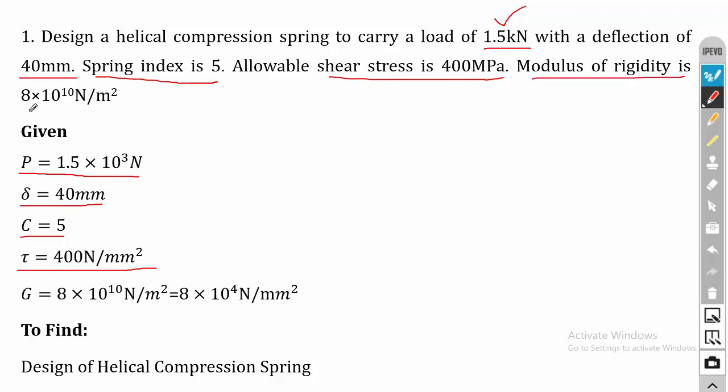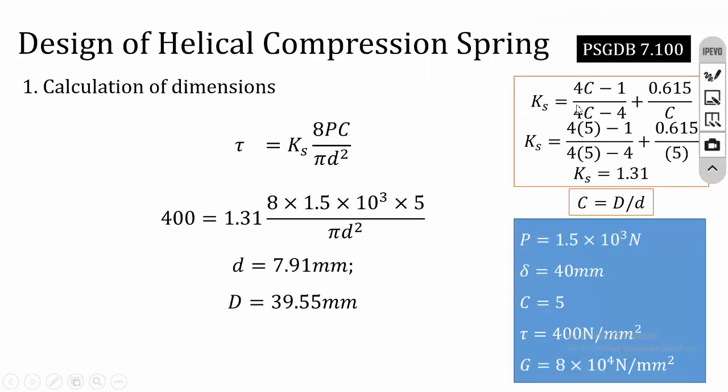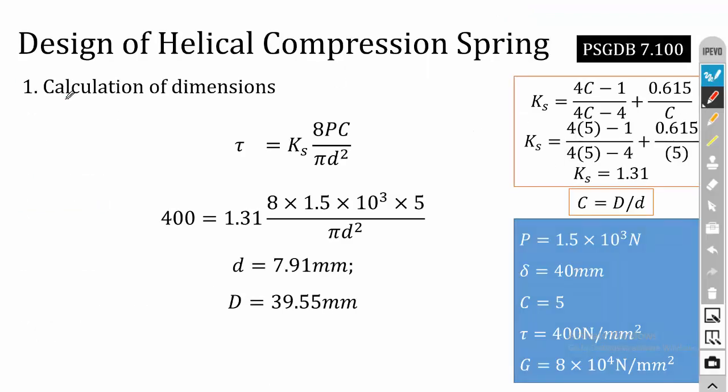The modulus of rigidity is 8 into 10 power 10 Newton per meter square. So G is equal to 8 into 10 power 10 Newton per meter square. That is equal to 8 into 10 power 4 Newton per mm square, because to convert per meter square to per mm square, you multiply by 10 power minus 6. So we have to design the helical compression spring. Fine. So we'll start from the first point, that is calculation of dimensions.